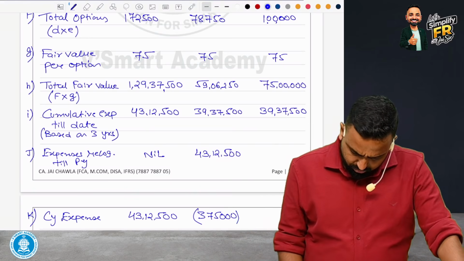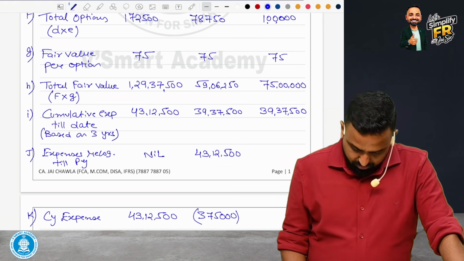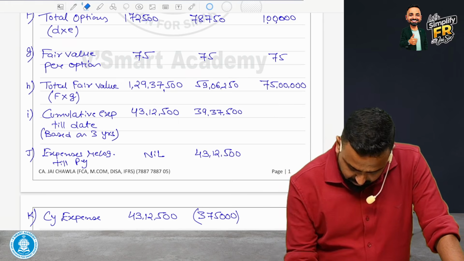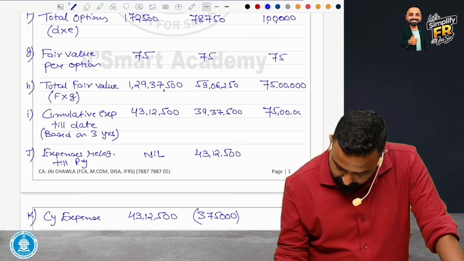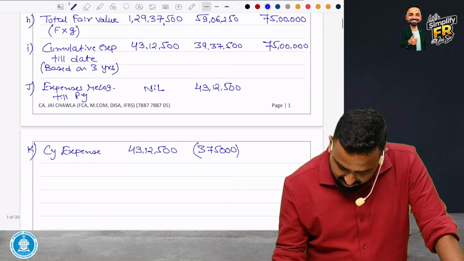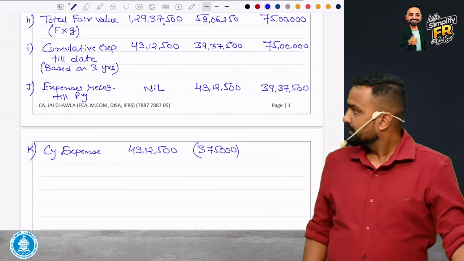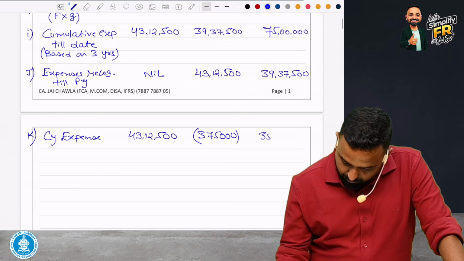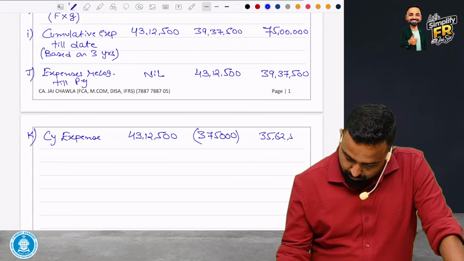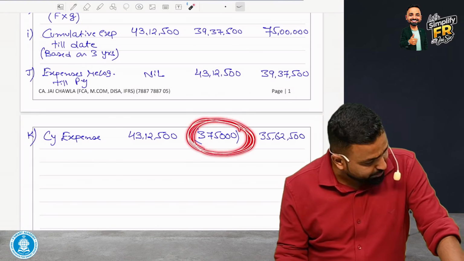No, no. Exact here 75 lakhs. And expense recognized till previous year 39 37 500. Tell me: 35 500. Tell me for this what journal entry we need to pass.